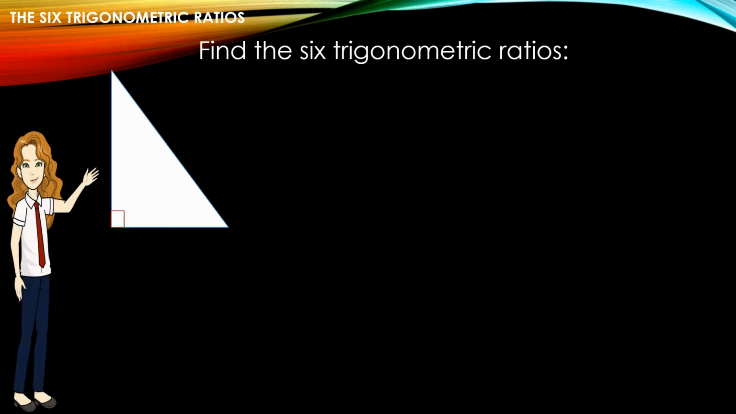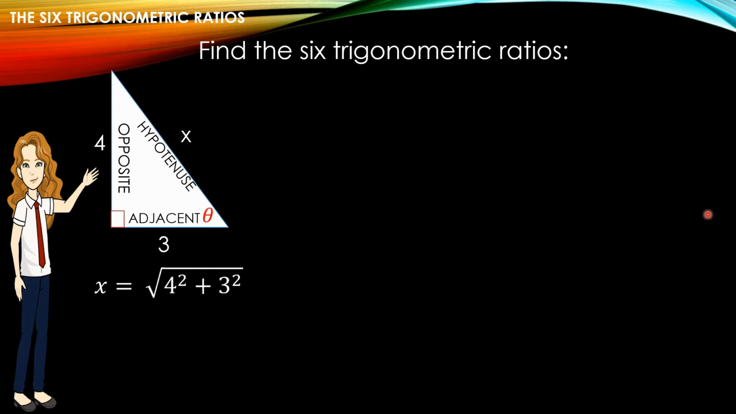Okay, so let us have an example of how to find the 6 trigonometric ratios. We have the right triangle here. So we have the parts. This is the reference angle. So we have the adjacent, the opposite, and the hypotenuse. The adjacent is 3 units, the opposite is 4 units, and the hypotenuse is x. Meaning, we need to find the value of x. What is the missing length?